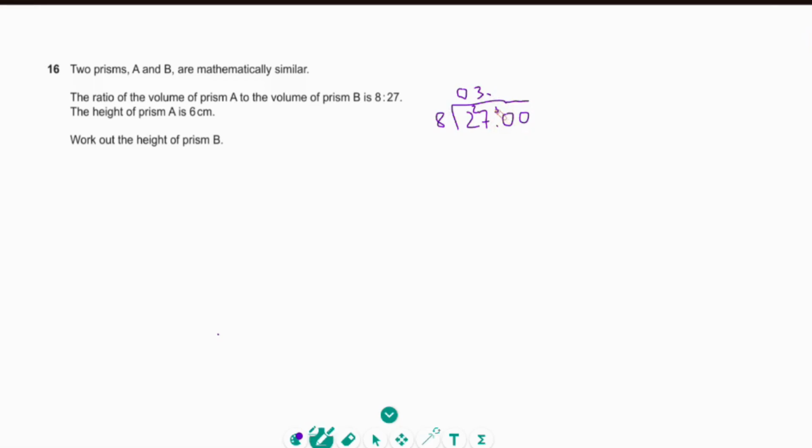8 into 30, it's 3, remainder 6. 8 into 60, 7, remainder 4. 8 into 40, 5.